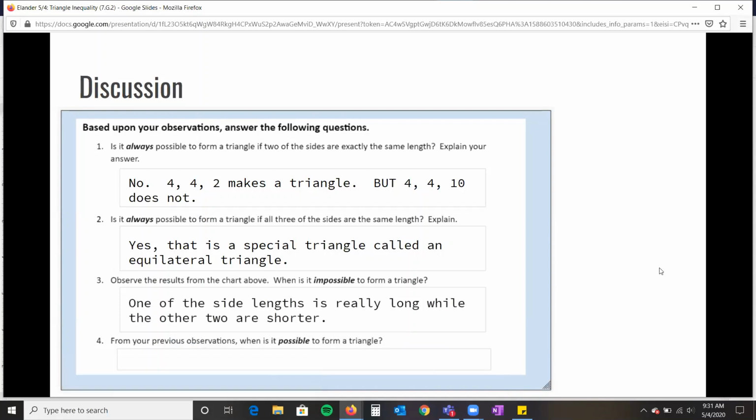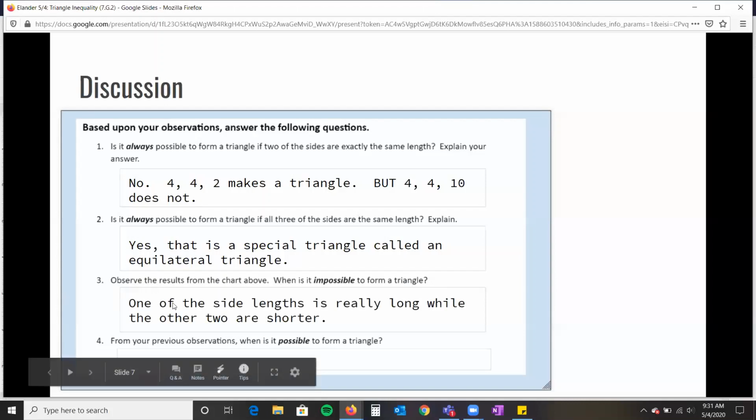Okay, number 3, observe the results from the chart above. Okay, the chart that we did. When is it impossible to form a triangle? And the answer basically is when one of the side lengths is really long while the other 2 are shorter.